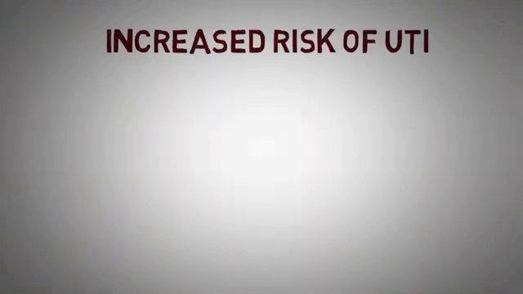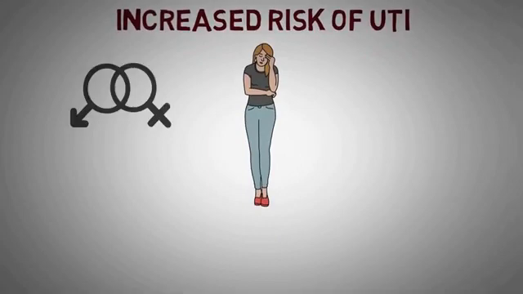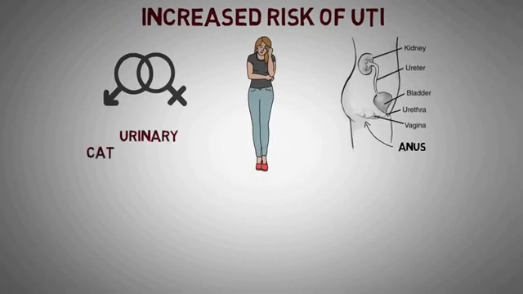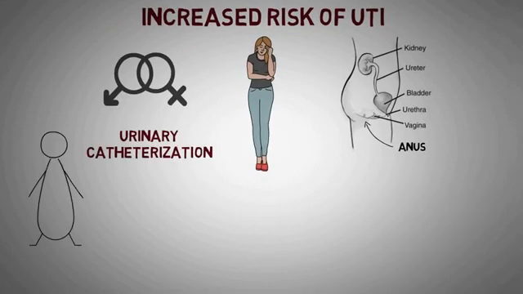One of the most important causes of urinary tract infections in females is intercourse. Urinary tract infections occur 4 times more frequently in females than males, probably because in females the urethra is much shorter and closer to the anus. Other common causes of urinary tract infections include urinary catheterization and diabetes.